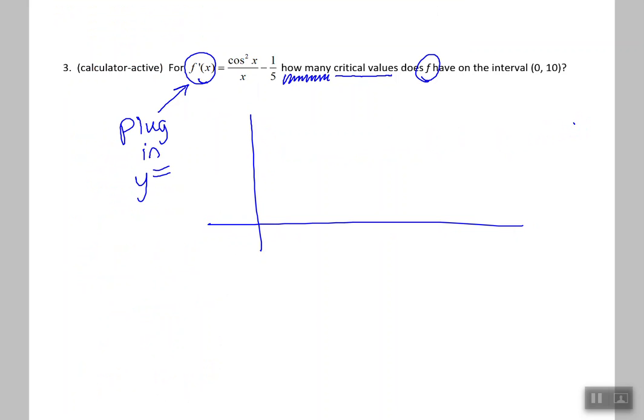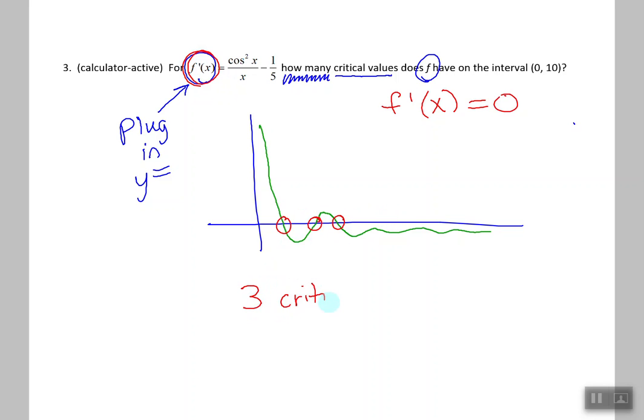Just to take note of what we saw, I graphed f prime of x, and the graph looked something like this. So I'm looking for how many times f prime of x equals 0. Remember, this was a graph of f prime of x. It equals 0 once, twice, 3 times, and that's it. So I have 3 critical values. And that's it. If I were asked to find what the critical numbers are, then I could calculate those zeros and find them.